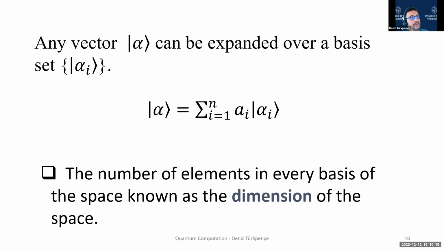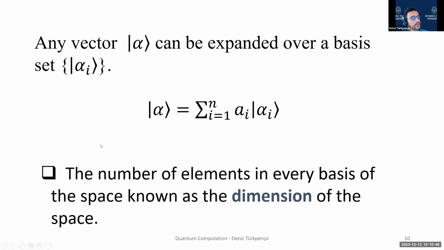Another remark, any vector alpha can be expanded over a basis set, okay? This means that if you have a single vector, you can write the single vector state as a linear combination of other vectors, but they should satisfy the basis condition, okay? So this simple equation is going to be important for us in the new slides.